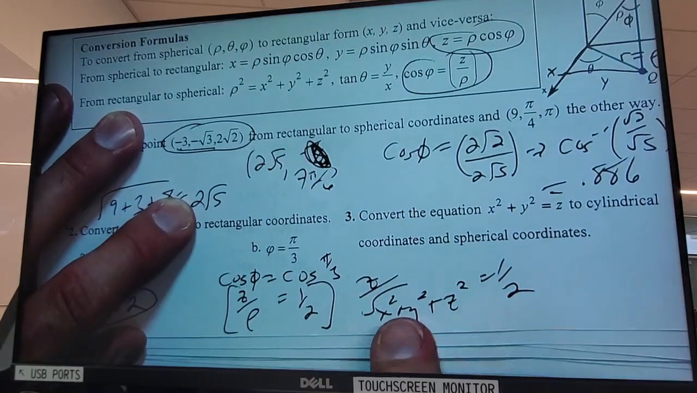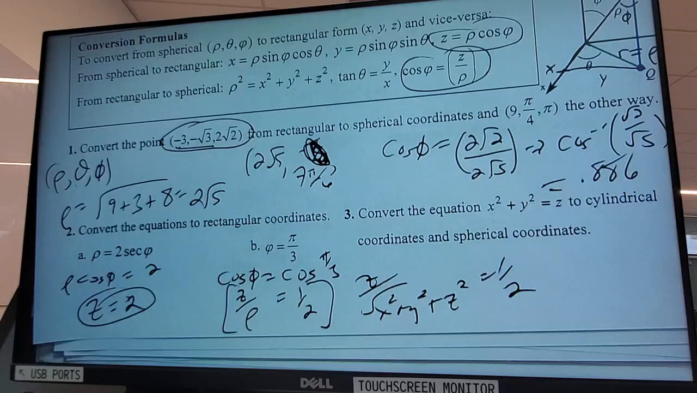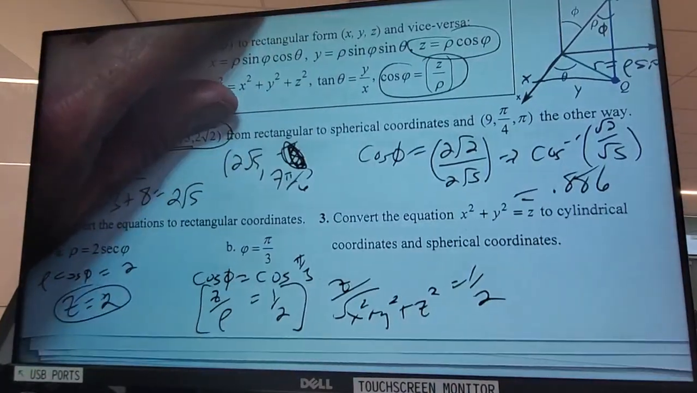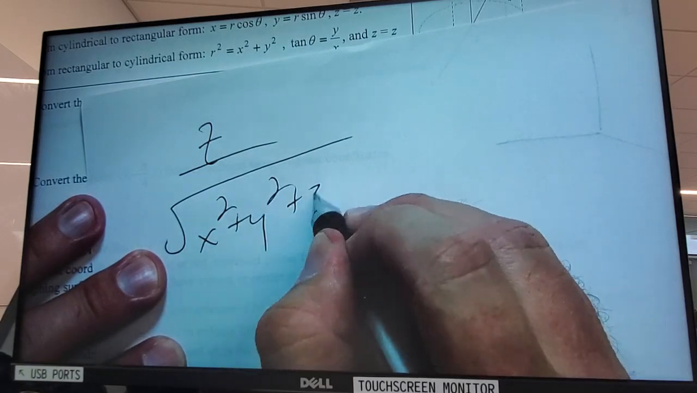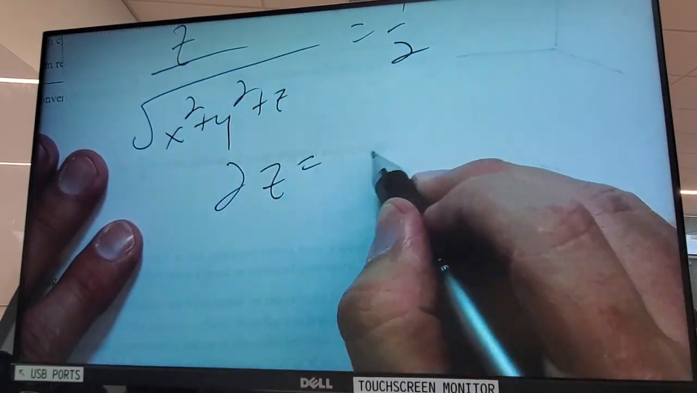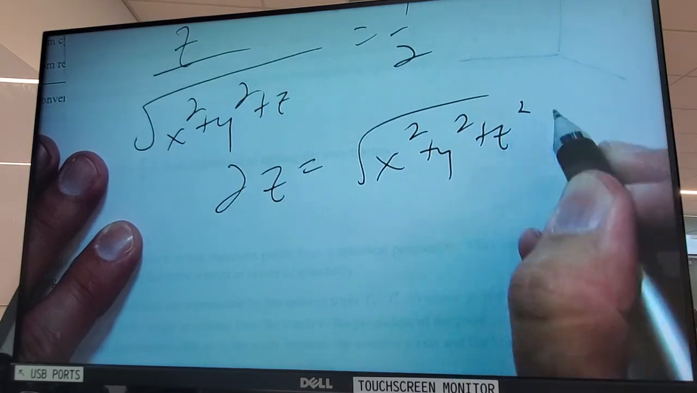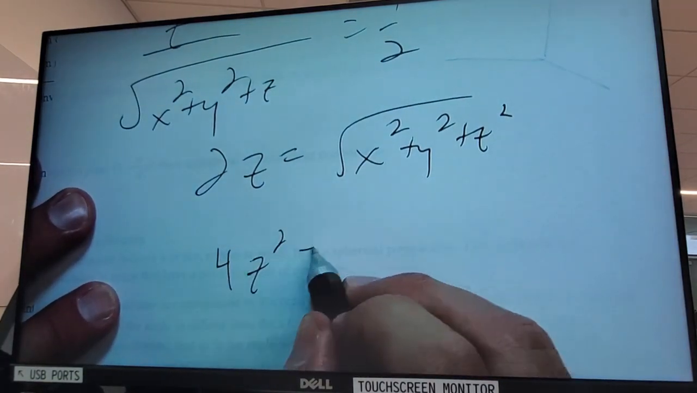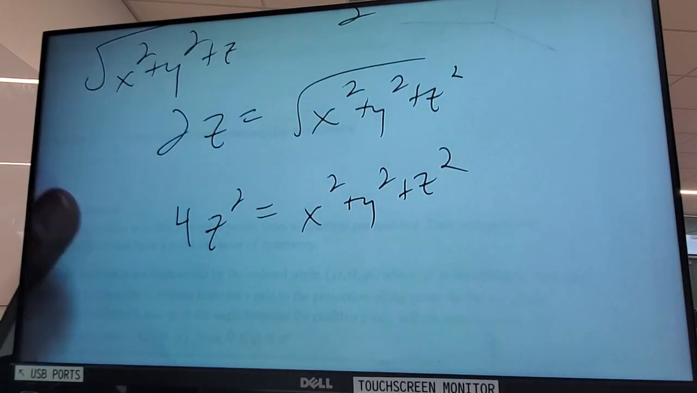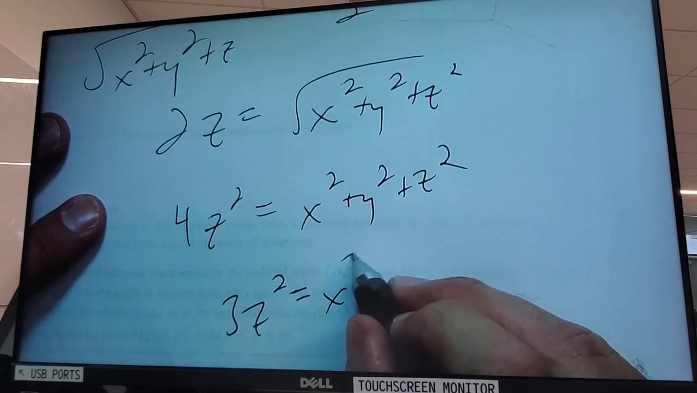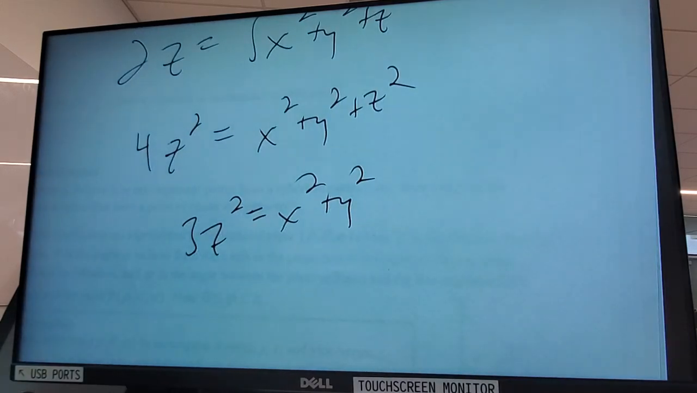So that is the equation, and I could cross multiply and do all this kind of business. Now notice, if you cross multiply and then square, I get this. This is kind of neat. So z over rho equals 1/2. If I cross multiply, I get this. If I square both sides, I get this. And then I get this. So it's a circle whose radius depends on z.